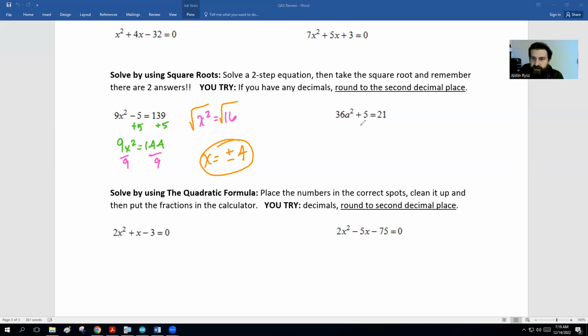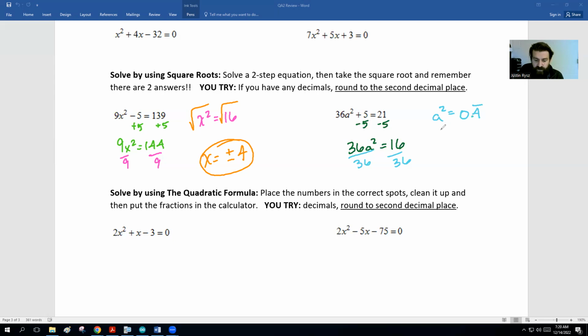So this next problem, the same thing. We're going to subtract 5 from 21. We get 36a squared is equal to, okay, if we minus 5, that would be 16. And then if we divide by 36, lovely, we get a decimal, but that's okay. We don't have to be scared of decimals. 0.4 repeating.